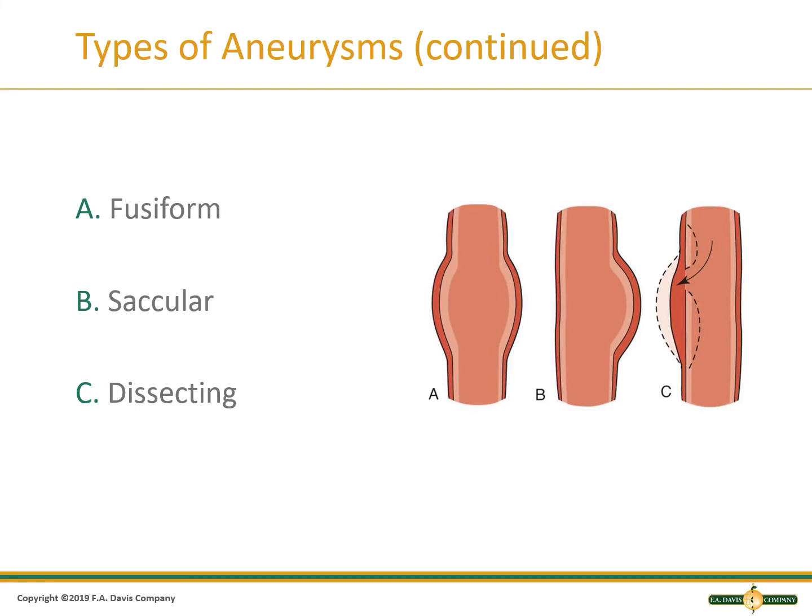In this figure, you can see the types of aneurysms. The first image is fusiform. The entire circumference of the artery is dilated. The second one is the saccular. One side of the artery is dilated. And the third one is dissecting. A tear in the inner layer causes a cavity to form between the layers of the artery and fill with blood. The cavity expands with each heartbeat.